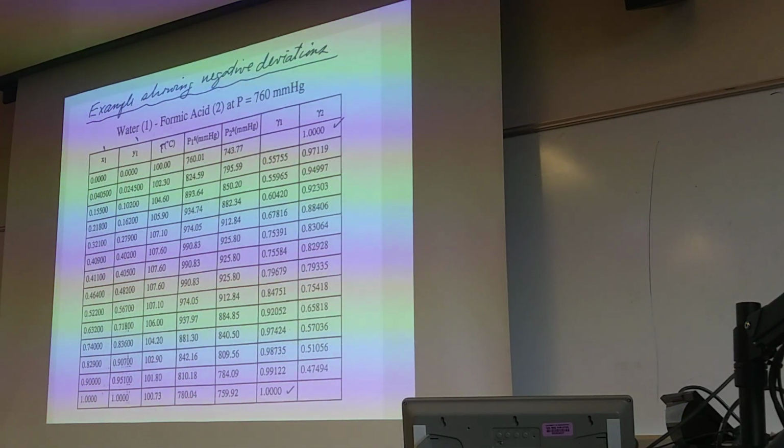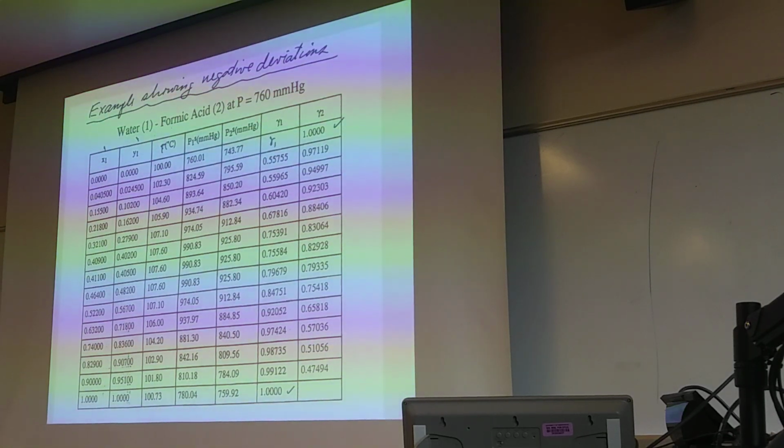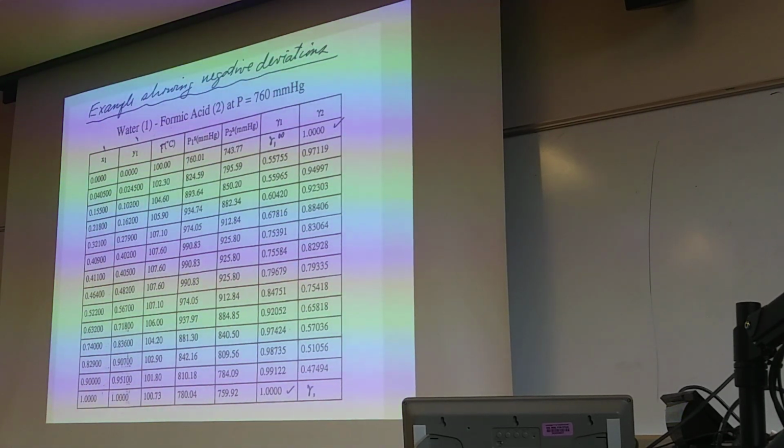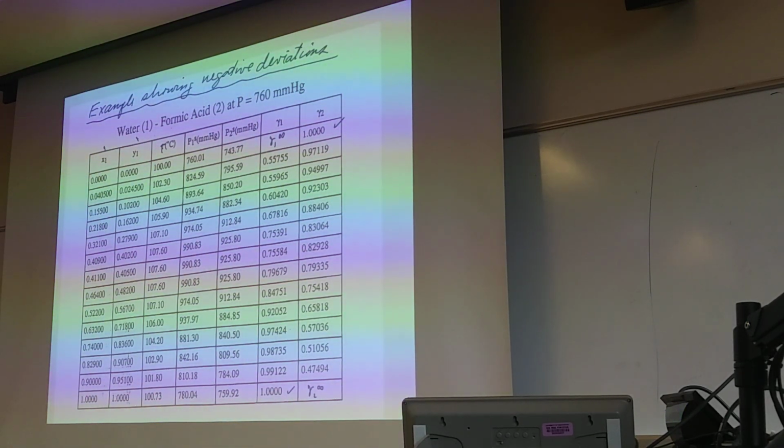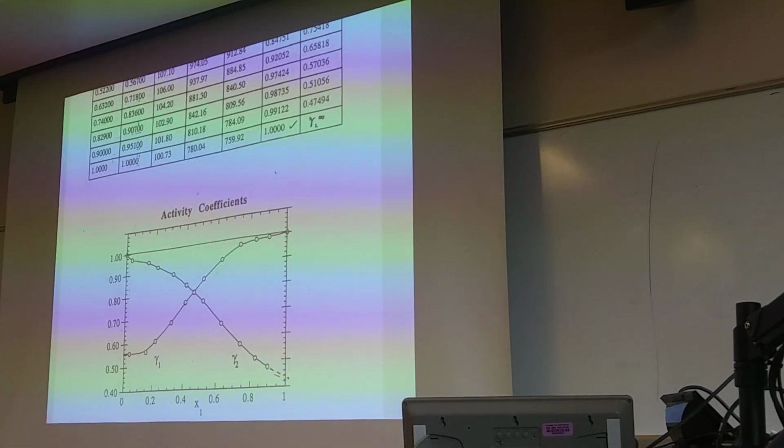This would be an illustration of gamma 1 infinity. We would have to extrapolate to get that. It would be gamma 2 infinity, which we could extrapolate to. And when we plot that up, it looks like this. So this is all pretty clear. Now it's common for us to actually, instead of plotting the activity coefficients themselves, to plot their logarithms. And we'll see why that's convenient, but in any case now you can see you can certainly do that.